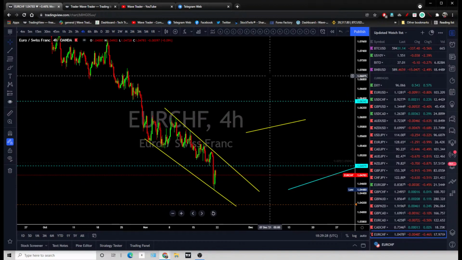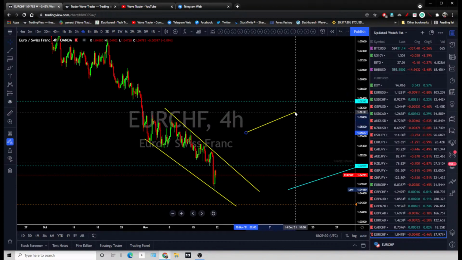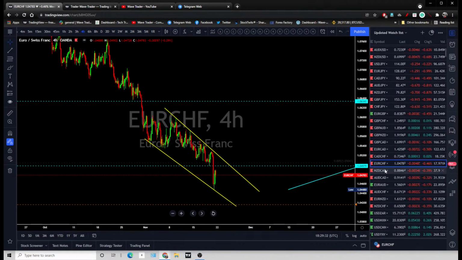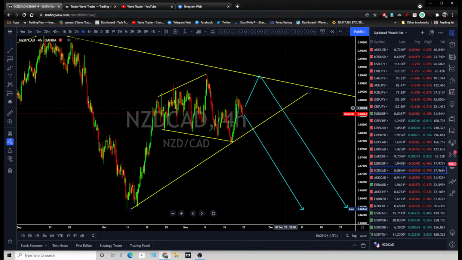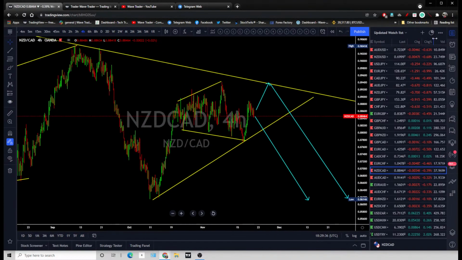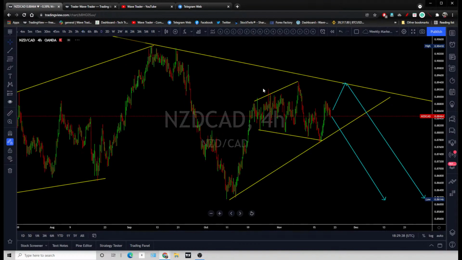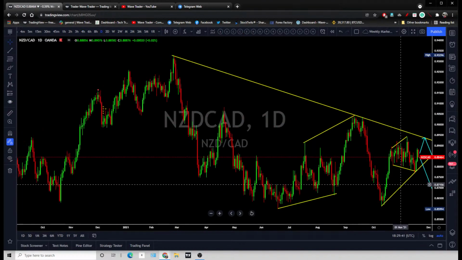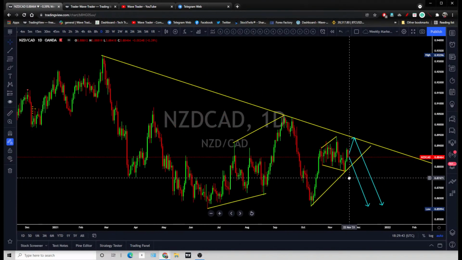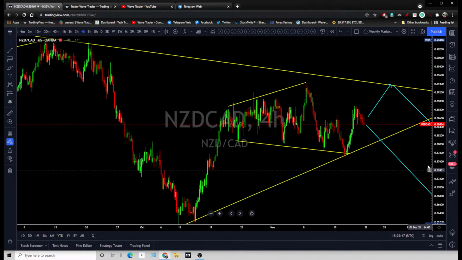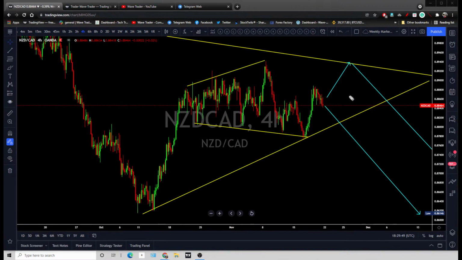So let's go on. Euro Swiss, Kiwi CAD, Kiwi CAD to drop as well. Okay, so we may see another push up on this next week, as I said, on the CN. Okay, but again, after going higher, start going down. Right, so go higher and then test that, and then again drop.